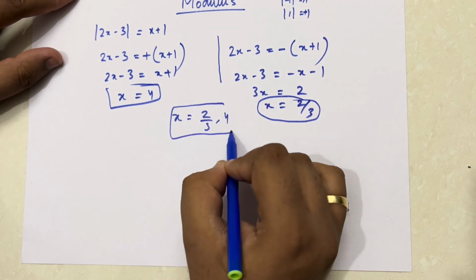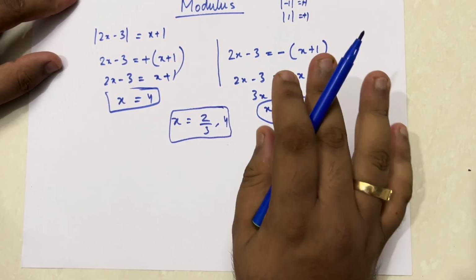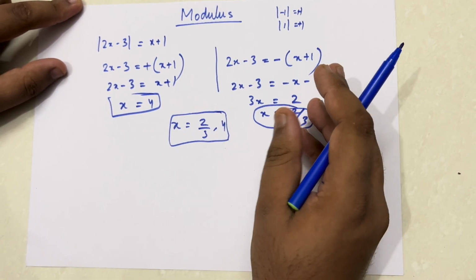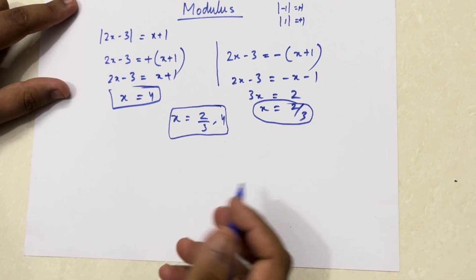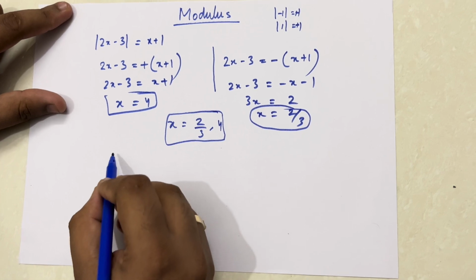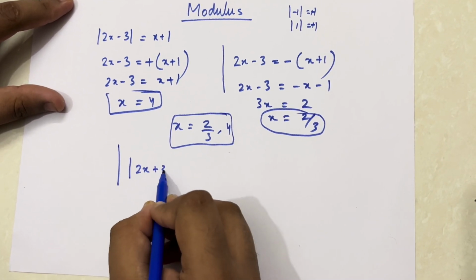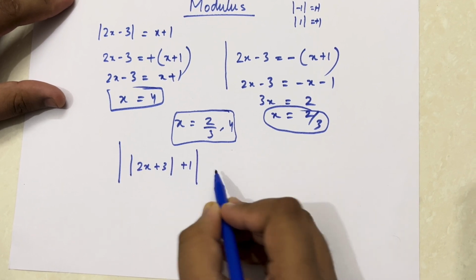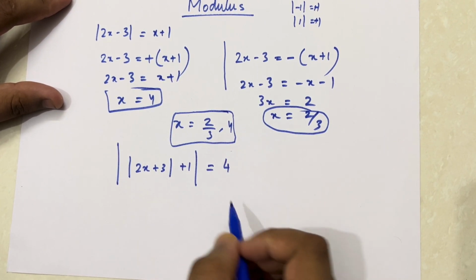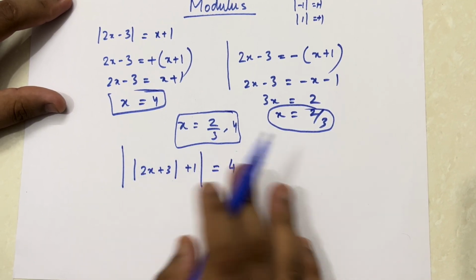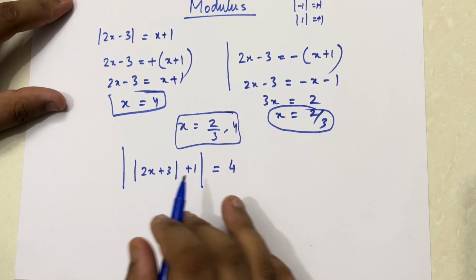These are the two values of x, and this is how we have solved this problem simply without the use of a graph. We will look into more such problems and take examples. Say, for example, if somebody gives you mod of mod 2x plus 3 plus 1 is equal to 4. Understand this problem. We have two mods, so don't be tense, it is not a very tough problem. See what I'll do, I'll make it very simple.